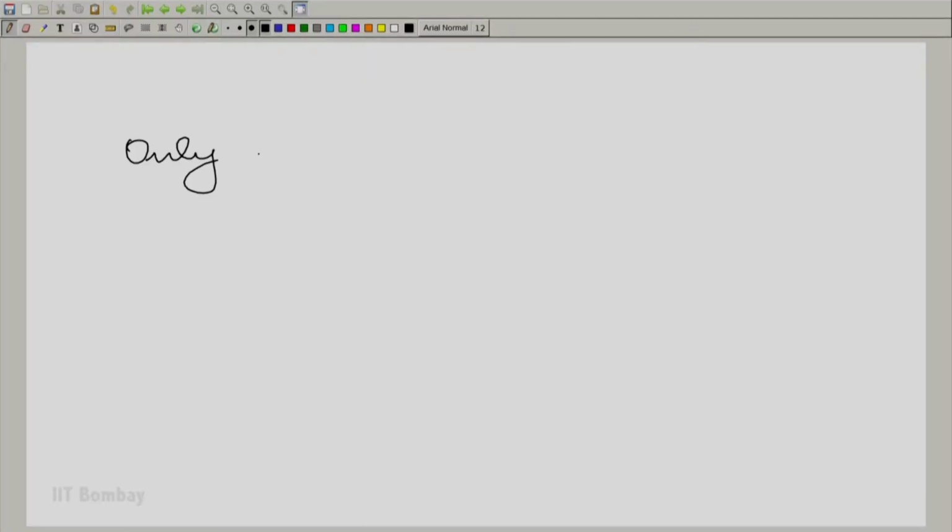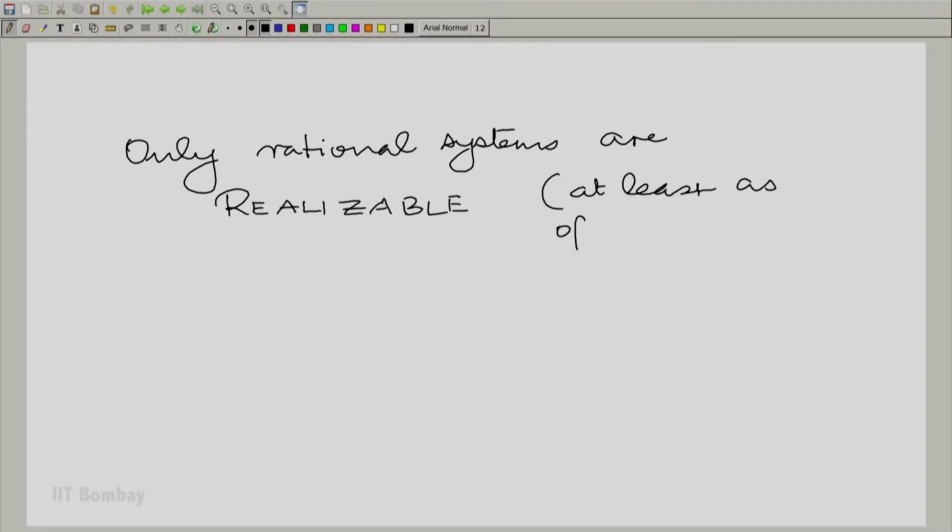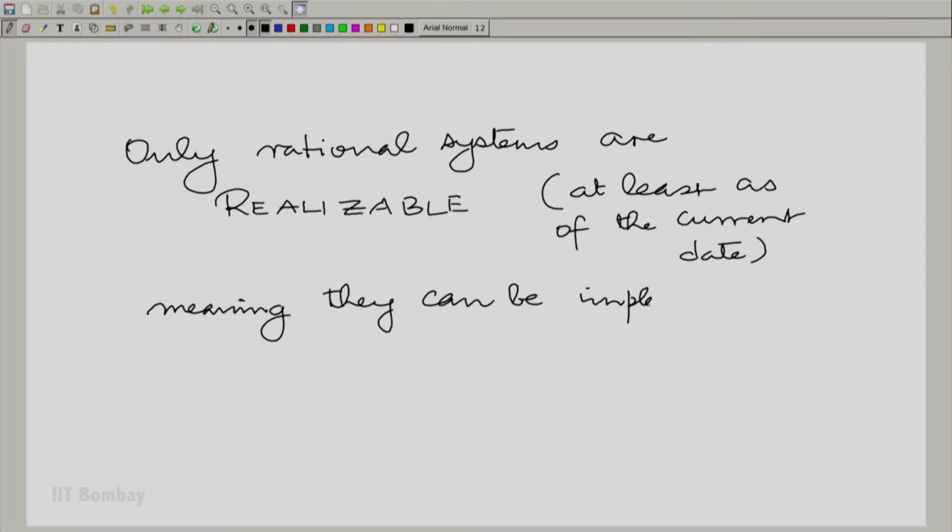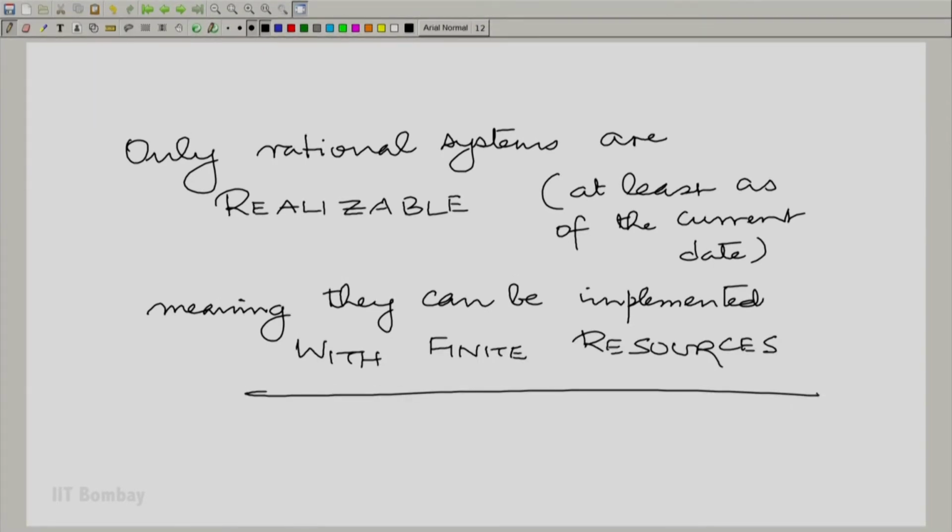Well, it is only rational systems which are truly realizable. This is a very interesting idea. Let me emphasize that it is a very important idea. Only rational systems are realizable, at least as of the current date, meaning they can be realized or implemented with finite resources. This is important. With finite resources, you see, you can always ask to implement a system with an infinite resource, but that is not practical. So, that is very interesting.